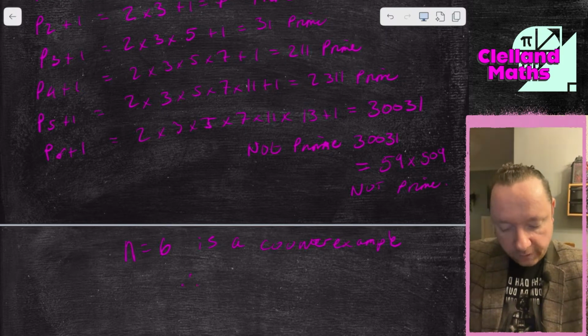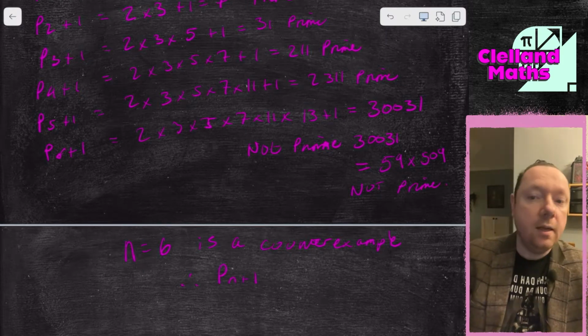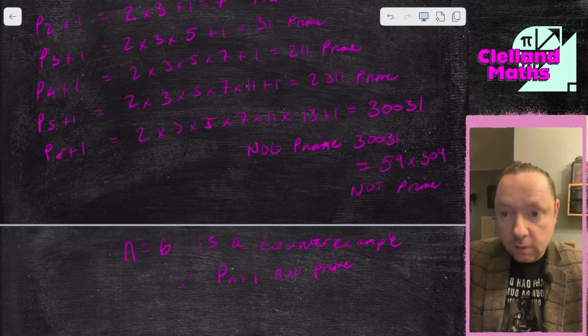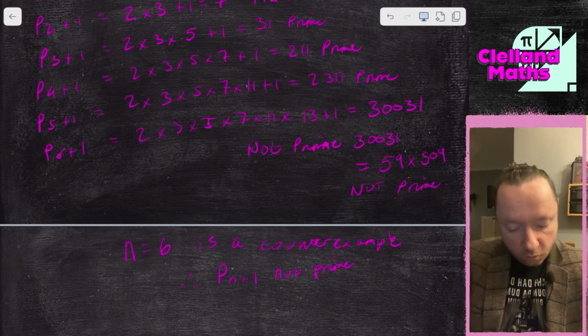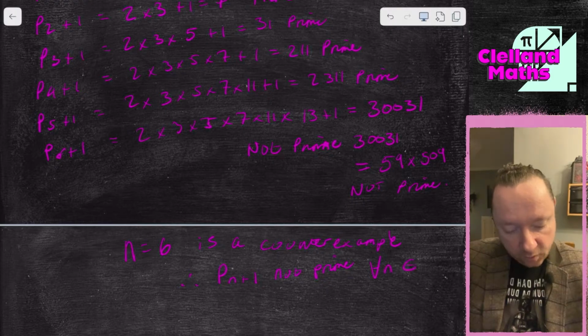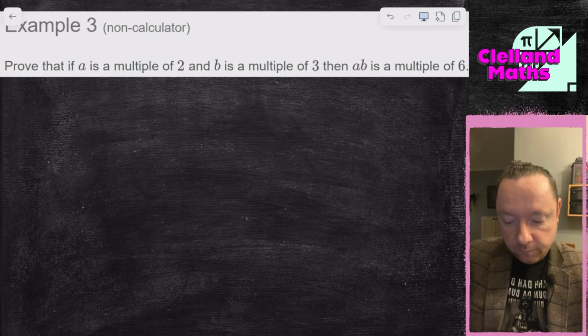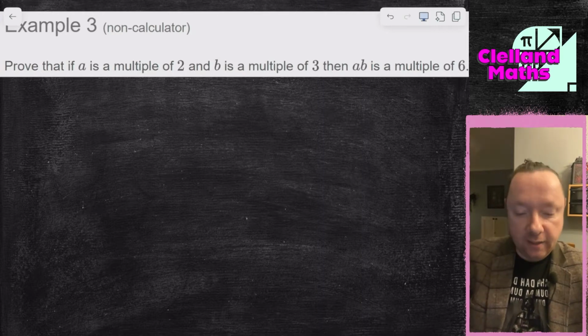And therefore, Pn plus 1 is not prime for all n a member of the natural numbers. And we're done there. Okay, example 3, getting into direct proof.